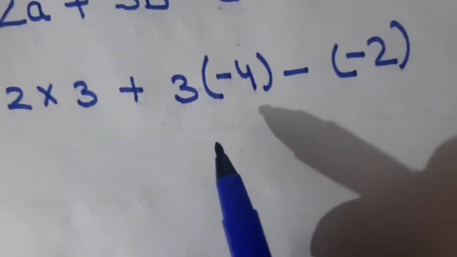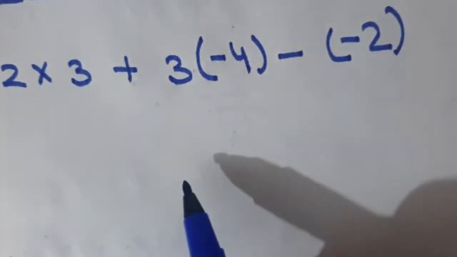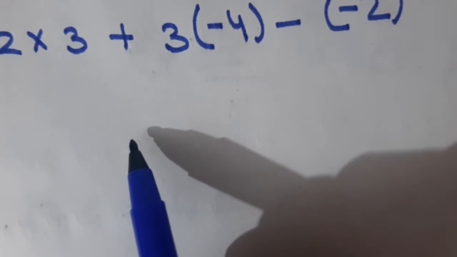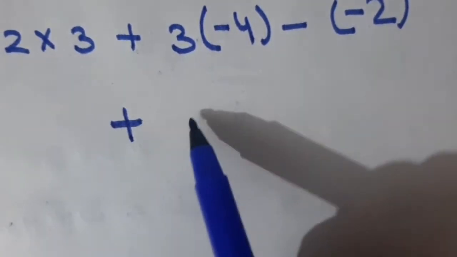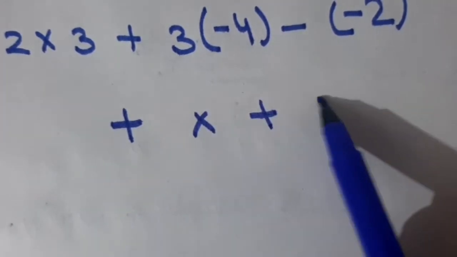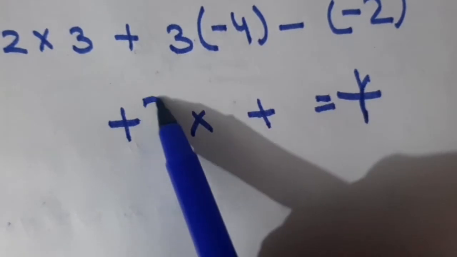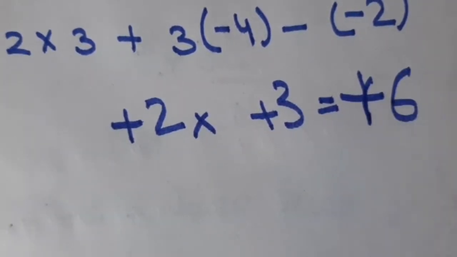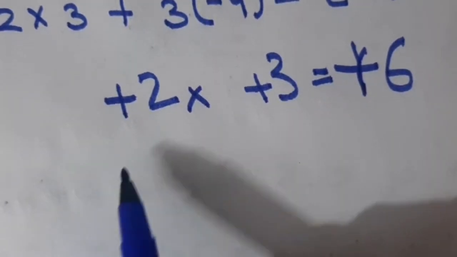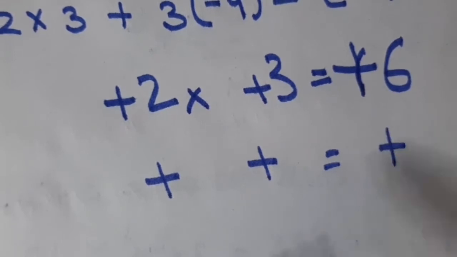Now students, first of all, let us revise the sign rule once again, then we will solve this. All of you know this, but let us revise once again. Plus into plus is plus. Suppose 2 into plus 3, that is 2 into 3 is 6, that is plus 6. It means plus into plus is plus.